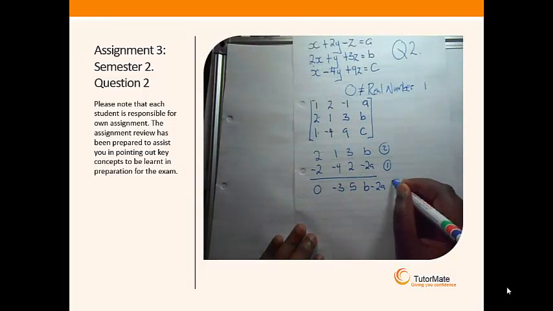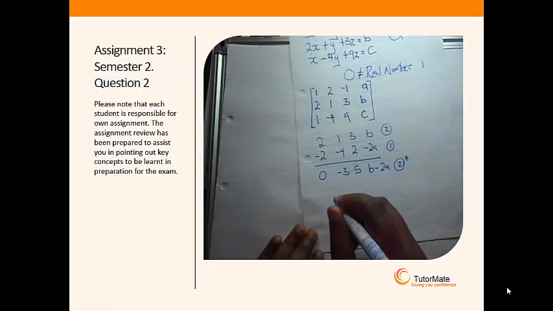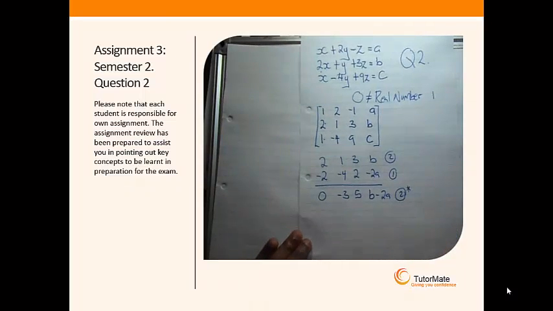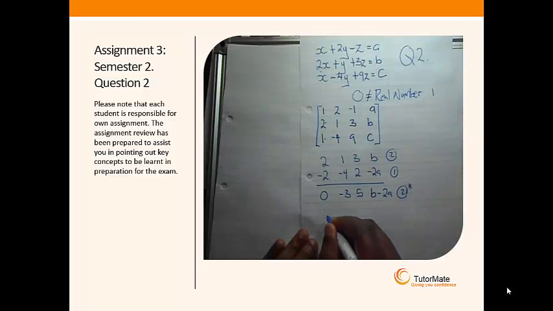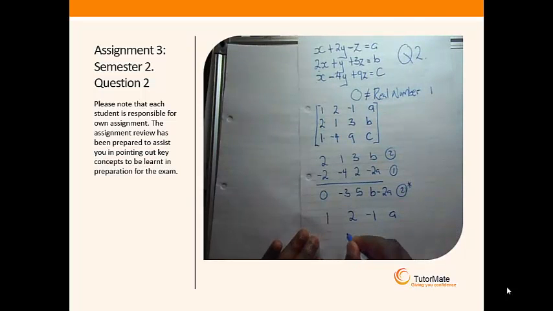Now, this is your new equation 2. So if you rewrite the matrix now, you're going to have 1, 2, minus 1, a, then your new second row, 0, minus 3, 5, b minus 2a. Then your third row remains the same: 1, minus 4, 9, c.